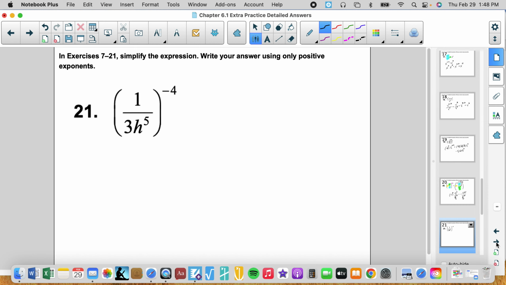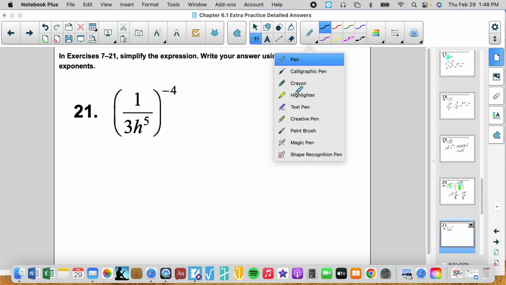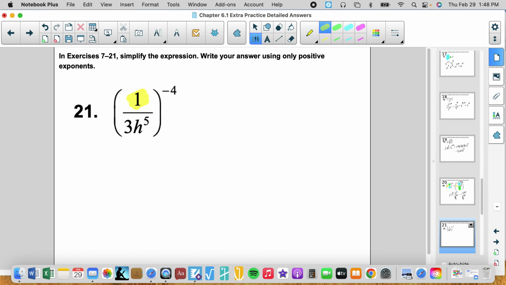We have 3 things again. We have a 1. We have a 3, which is not attached to the h to the 5th. The base of the 5th exponent is just h, not the 3 also. And then, of course, we have that negative.